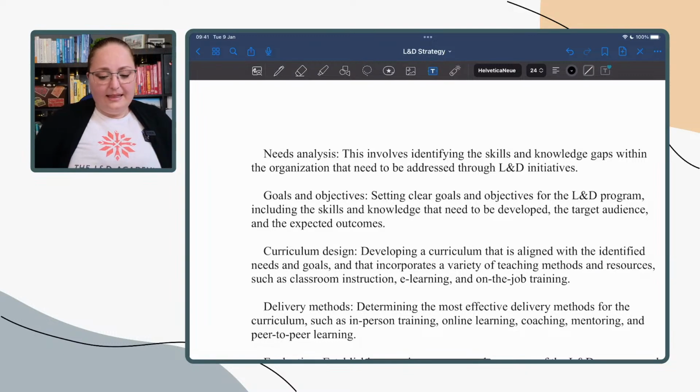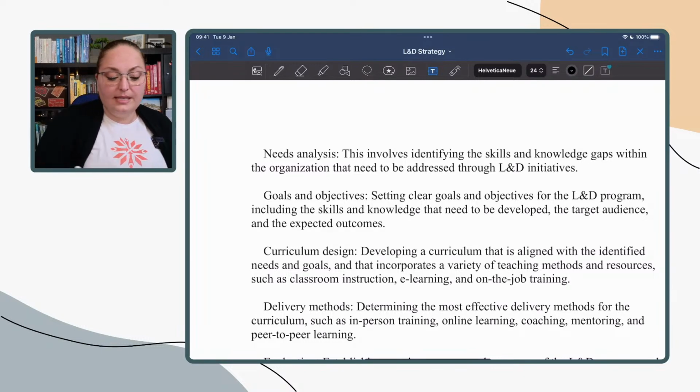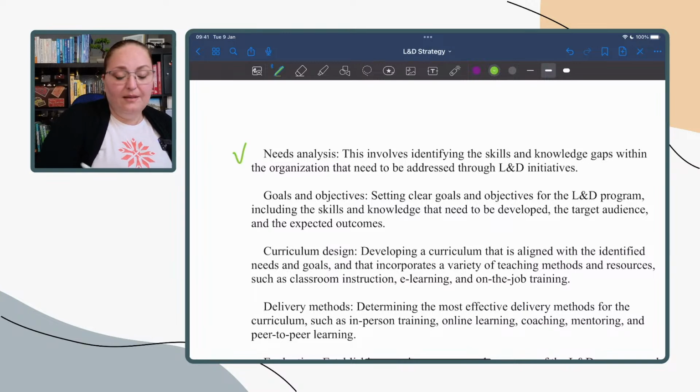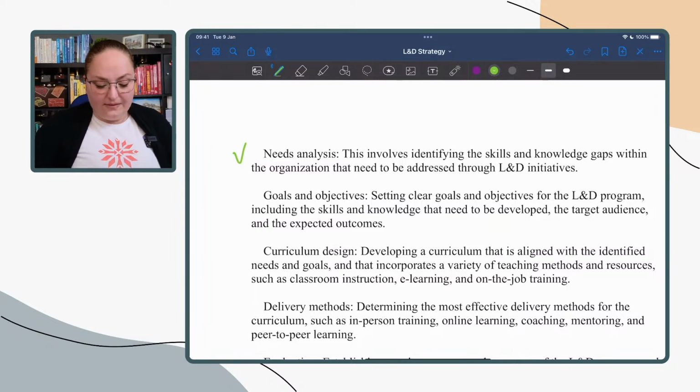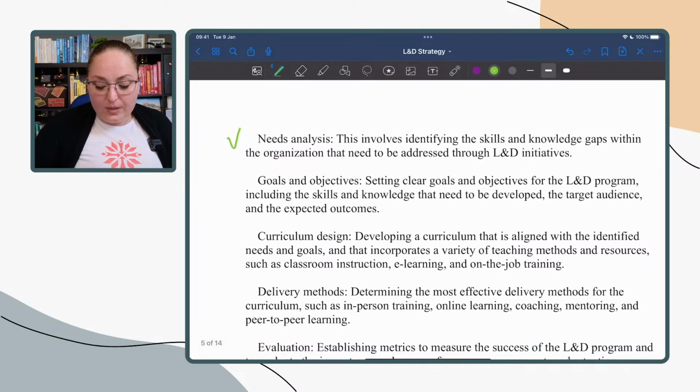So the very first thing that ChatGPT tells us is the needs analysis. And it's absolutely right. One of the very first things that you want to understand is essentially what are the learning needs? What are the gaps that exist in the skills, the knowledge, the competencies in general, maybe even the behaviors and attitudes of the employees, managers, and leaders within the organization. So for me, this definitely passes the test. Goals and objectives. And it says setting clear goals and objectives for the L&D program, including the skills and knowledge that need to be developed, the target audience, and the expected outcome.